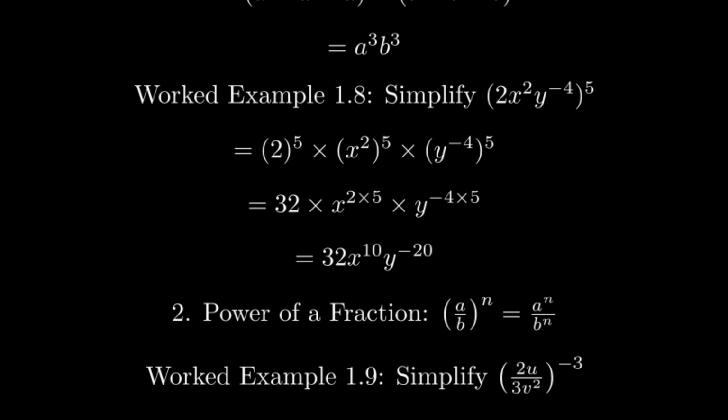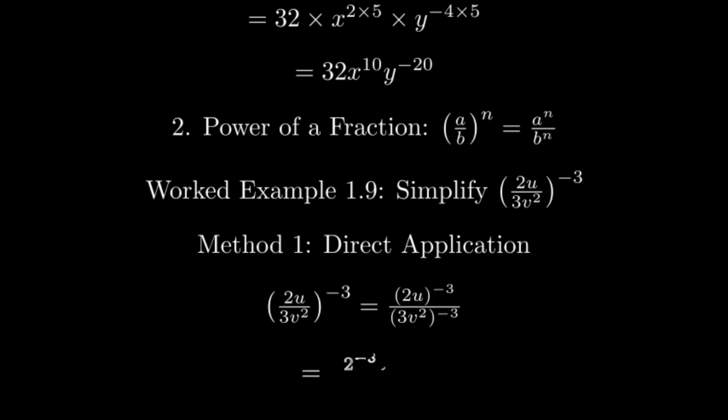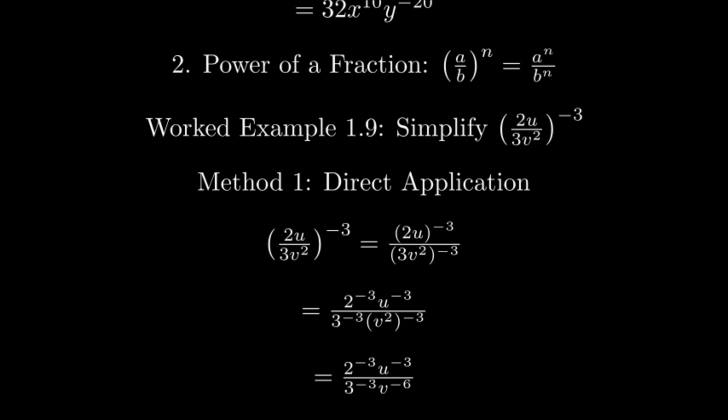I'll show you 2 ways to do this. The first is by direct application of the rules. First, we apply the power of negative 3 to the numerator and the denominator. Then we apply the power to each factor inside. This gives us 2 to the minus 3 times u to the minus 3 in the numerator, and 3 to the minus 3 times v to the minus 6 in the denominator.